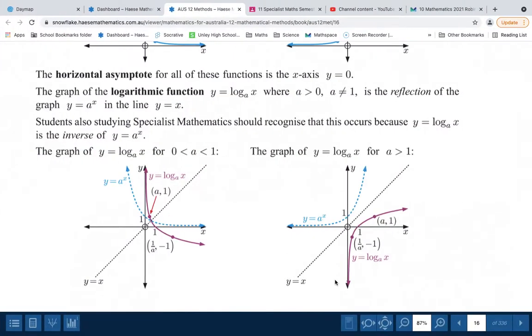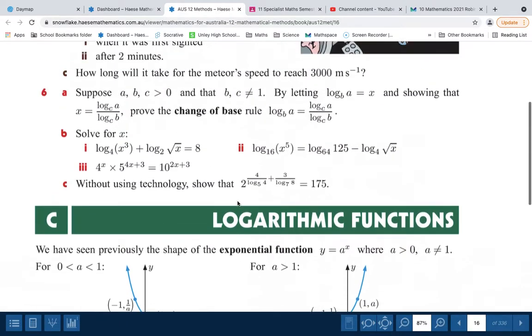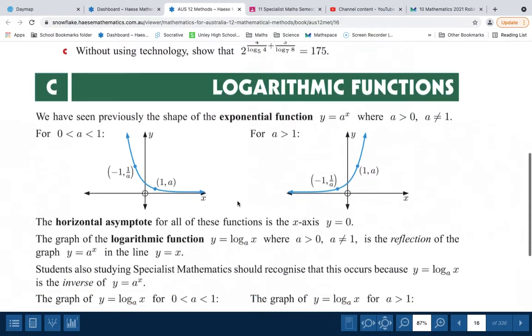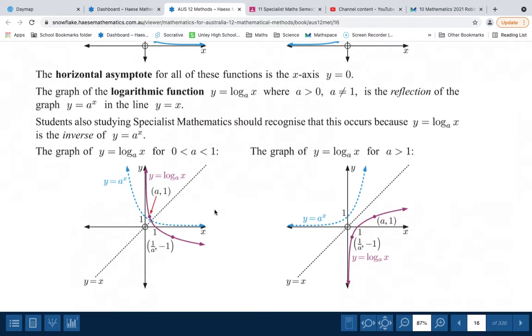Today's lesson we're going to discuss graphs of logs. This is in the book on page 16. Logarithmic functions. This is 1C. It talks about asymptotes. What else? It talks about this symmetry. I'm mostly interested in this one here.